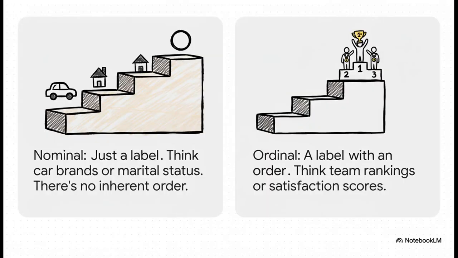Okay, so at the very bottom of our staircase, we find nominal and ordinal data. Nominal data, that's the simplest stuff. It's basically just a label. Think car brands or your marital status. There's no real order to it.